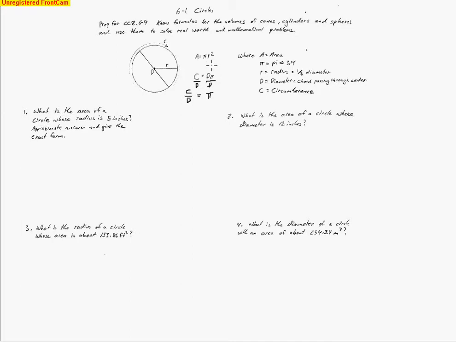Our area formula is a little bit more involved. We have to take pi and multiply it by the radius squared. And so that's what we're always looking for, the radius, when we're trying to find the area of a circle.